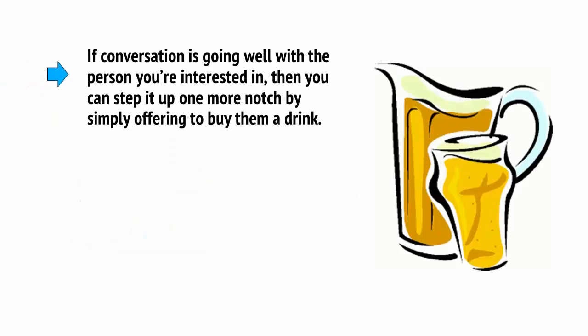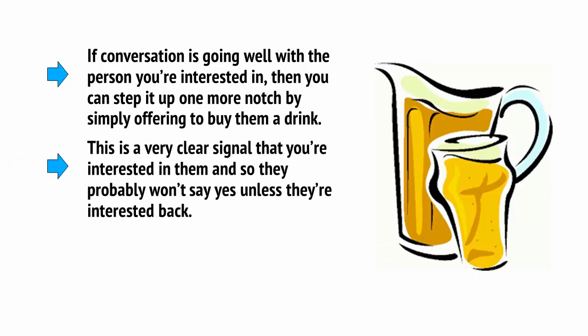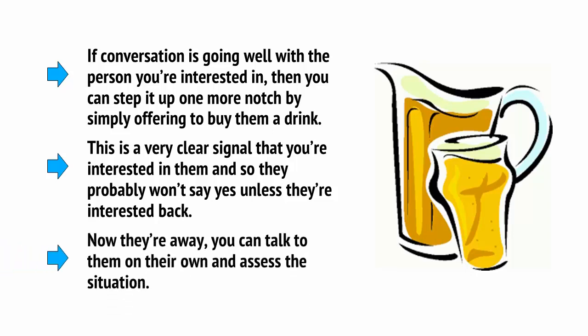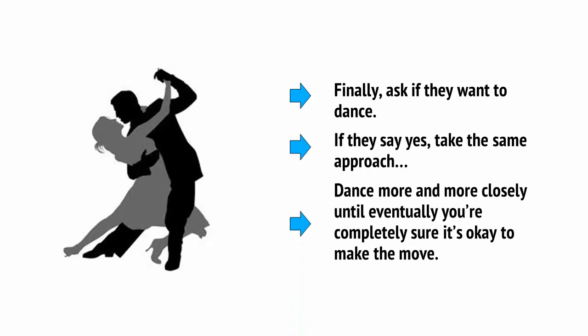If the conversation is going well with the person you're interested in, then you can step it up one more notch by simply offering to buy them a drink. This is a very clear signal that you're interested in them, and so they probably won't say yes unless they're interested back. Now that they're away, you can talk to them on their own and assess the situation. Finally, ask if they want to dance, and if they say yes, take the same approach. Dance more and more closely until eventually you're completely sure it's okay to make the move.